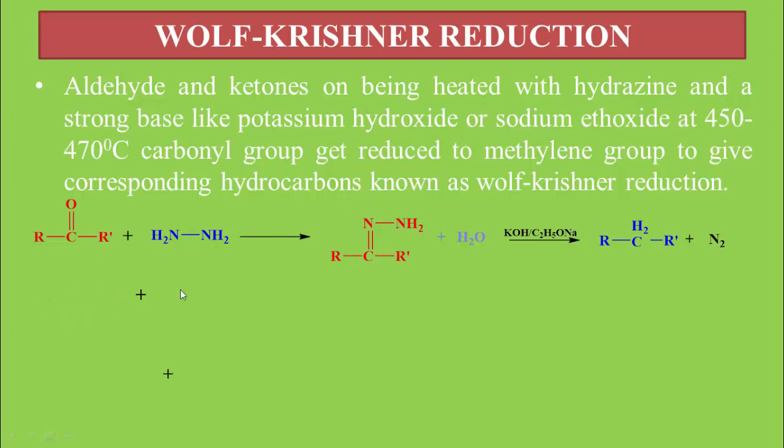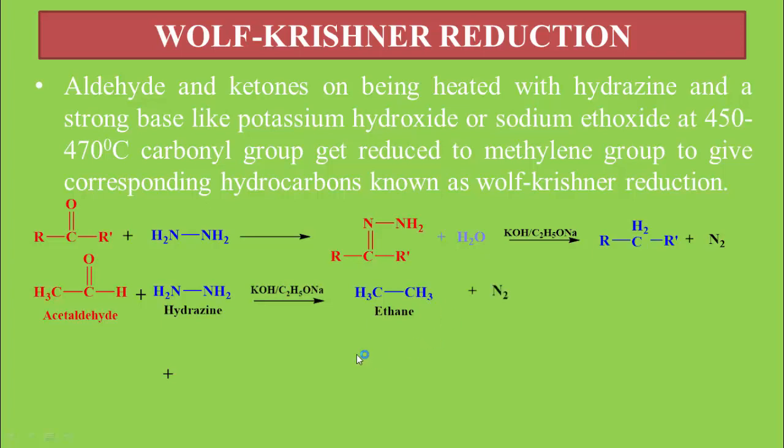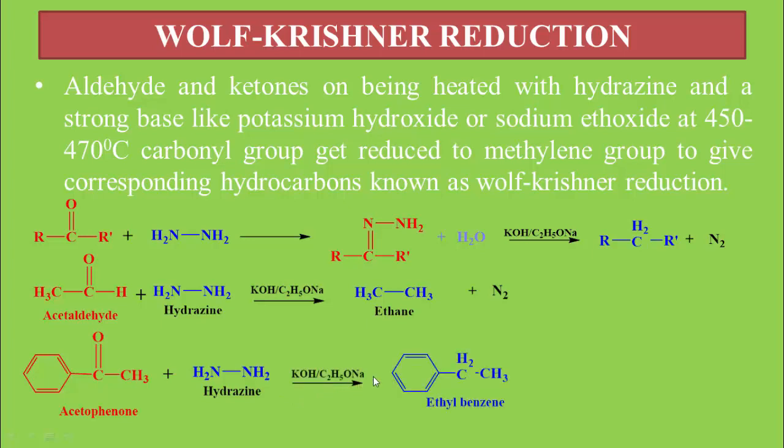gas. Then acetaldehyde, treated with hydrazine in the presence of potassium hydroxide and sodium ethoxide, gets converted into the ethane molecule. It means the acetaldehyde is directly converted into ethane. This reaction is known as the Wolff-Kishner reduction, along with the elimination of nitrogen gas. Then acetophenone, on treatment with hydrazine in the presence of potassium hydroxide and sodium ethoxide, gets converted into ethylbenzene along with the elimination of nitrogen gas as a side product.